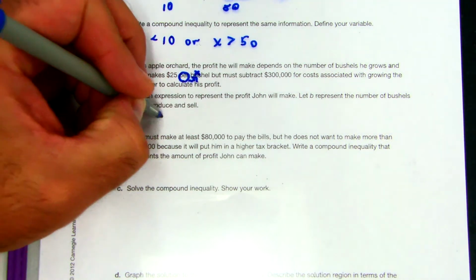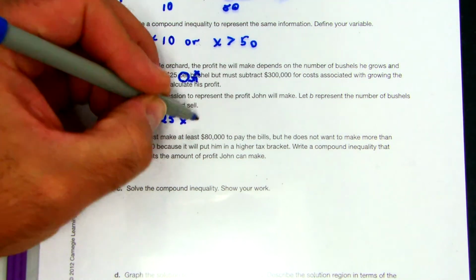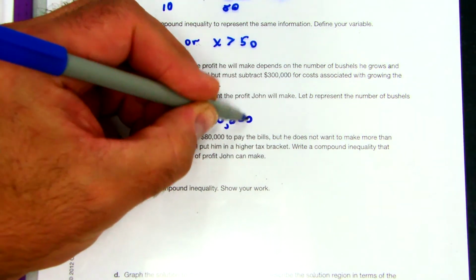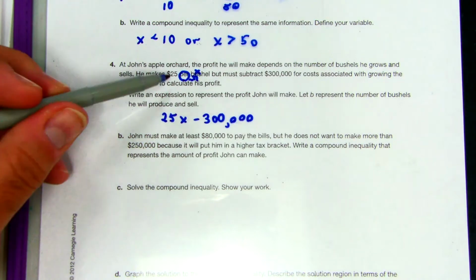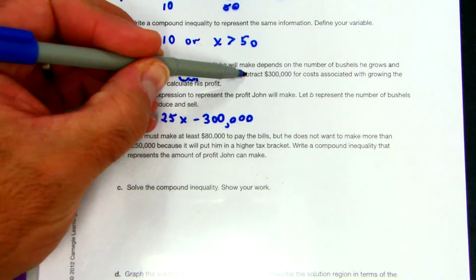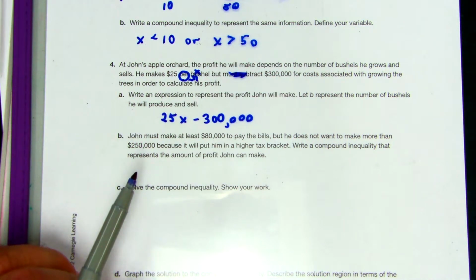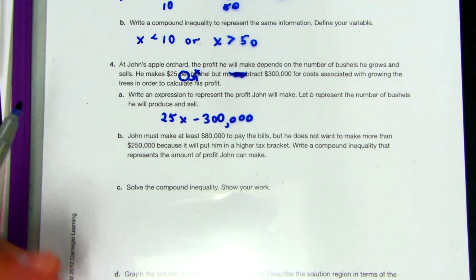So that would be $25 per bushel minus $300,000. It's pretty easy to come up with the equation. You just read it. There's the number with the x after it because of the word per. Then it tells you you must subtract, so you would be minus 300,000. It's already given you your actual ranges.